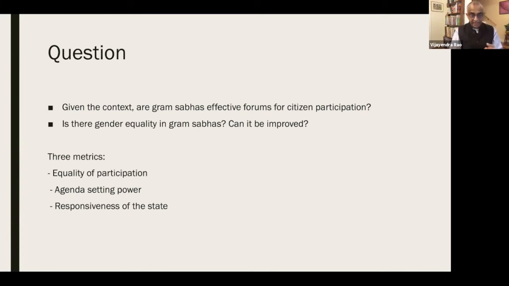And we're looking at three metrics. What we're calling equality of participation, and what we're calling gender setting power. That's when somebody speaks, how much does that topic get carried forward by the group? It was how much influence does a particular individual have on the kinds of speech that the group takes up? And then the responsiveness of the state: to what extent is the state listening to what people are saying and responding to them?